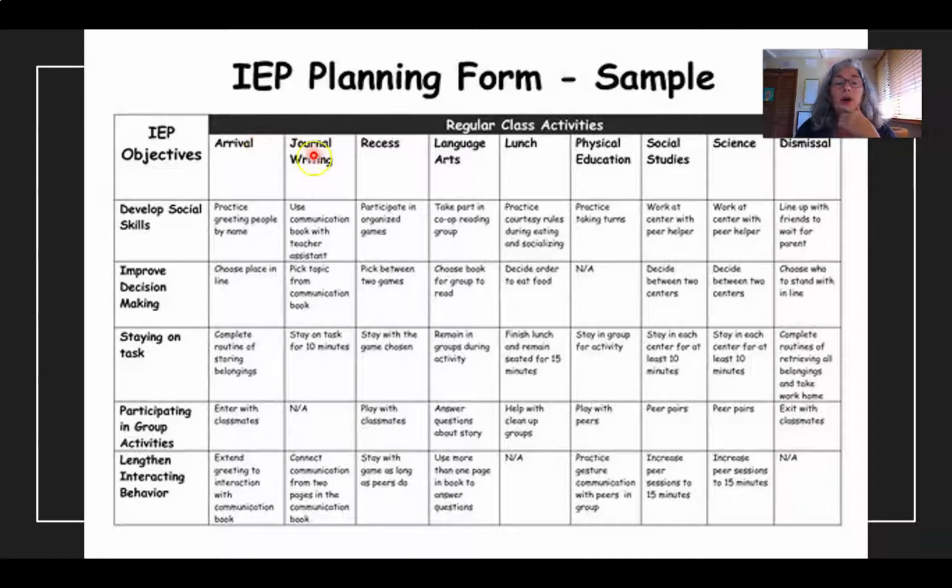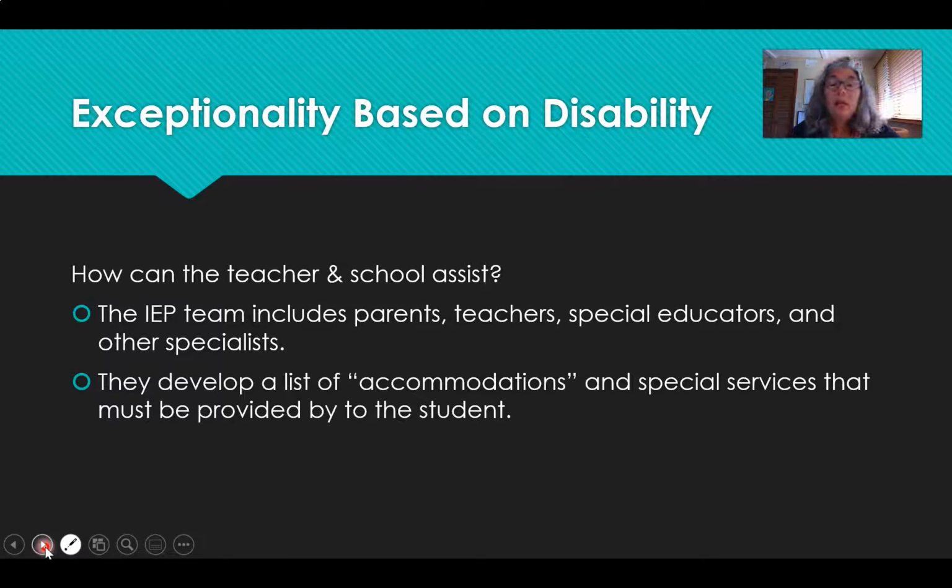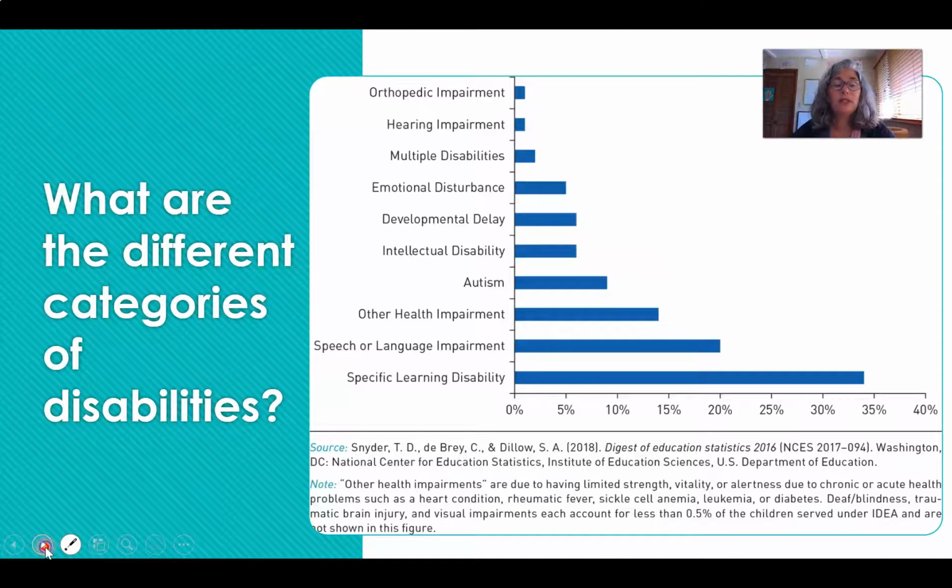So they might go through all of the regular class activities and say, okay, what are some things that this particular student needs assistance with or needs to work on in things like arrival at school or language arts classes or so on. The IEP team will develop a list of accommodations, and these are things that the teacher needs to do to try to help the student learn best in that environment, services that the student is required to have.